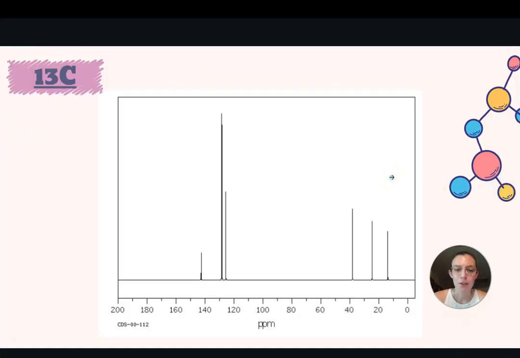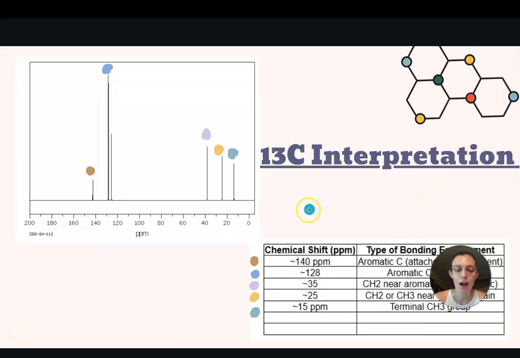Next up, we have the carbon-13 graph here, which we can interpret. I went ahead and color-coded it again as well. Around the 140 mark, we have an aromatic C attached to the substituent. Around the 128, we have aromatic CH carbons. You can tell by the large peak here that there are multiple.